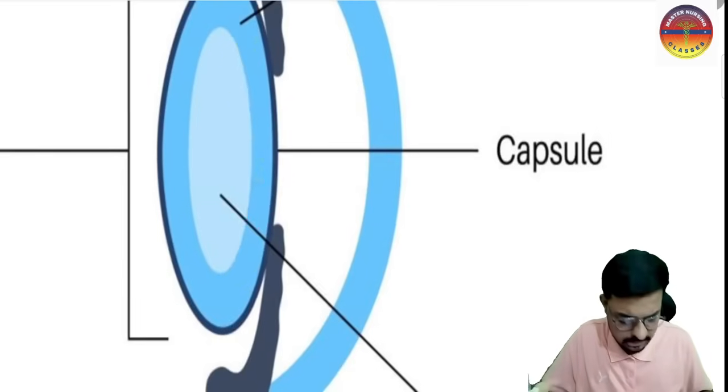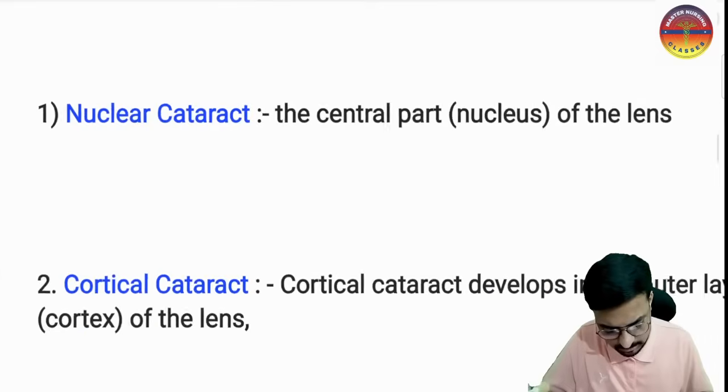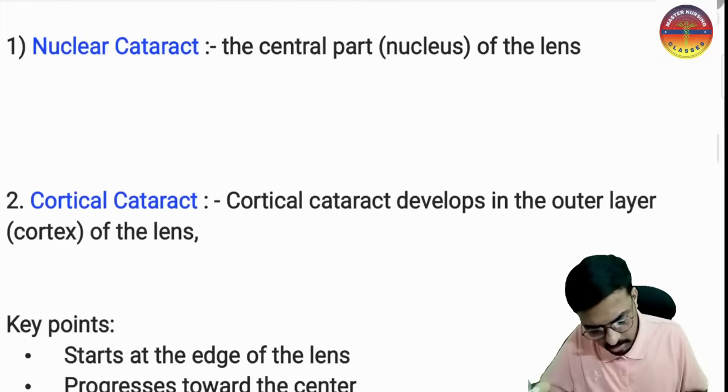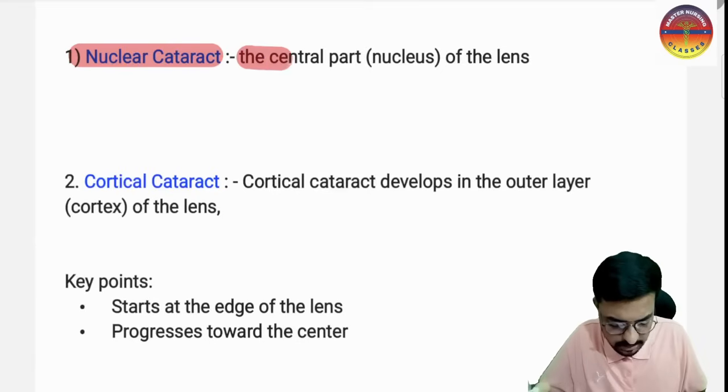Based on the involvement of the lens, we have three types of cataract. One is the nuclear, where the nucleus is involved. Nuclear cataract is the central part of our eye lens, that is, the nucleus portion is involved.